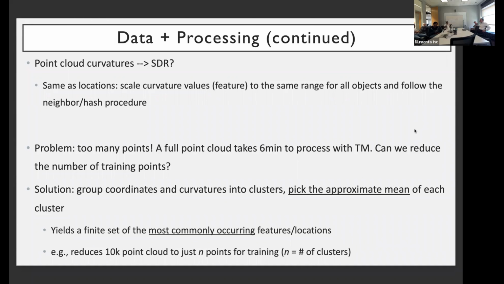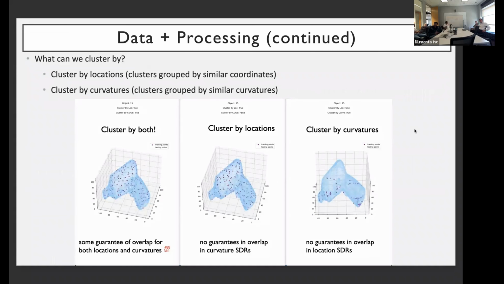In other words, if I have a 10,000 point cloud, I'm just reducing it to n points for training, where n is the number of clusters that I've generated through my basically k-means method. So this is just a simple visualization of what this clustering even looks like.